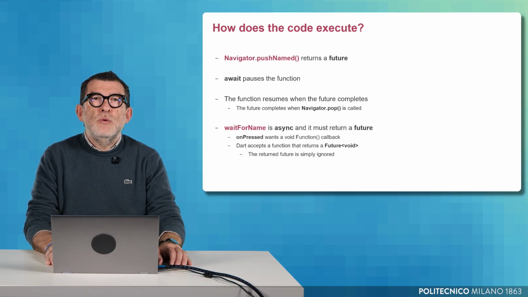For completeness, we should also mention that waitForName is marked with async, so it must return a Future<void>. However, the onPressed callback of a button expects a function that returns void. Dart allows this because the returned future is simply ignored by the callback mechanism. After focusing on stack-based navigation, we can now move on to the other two navigation patterns.